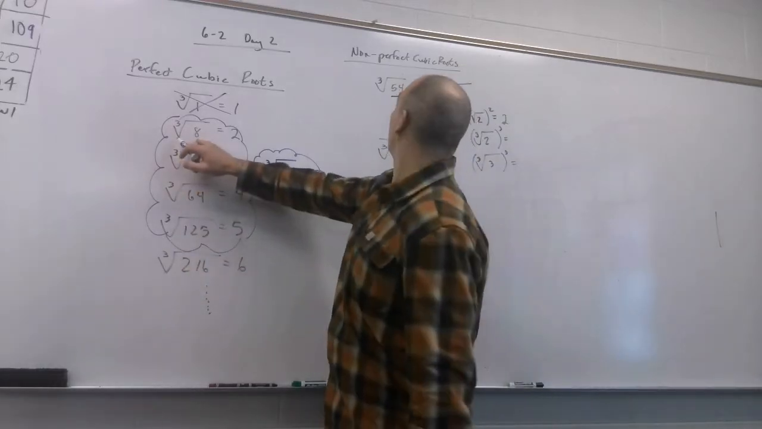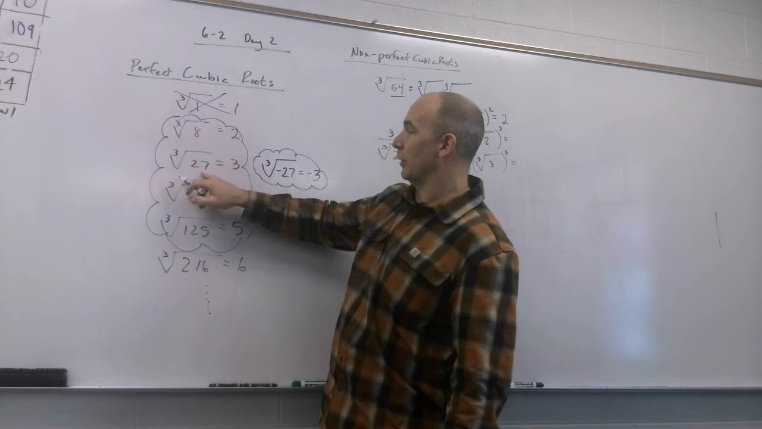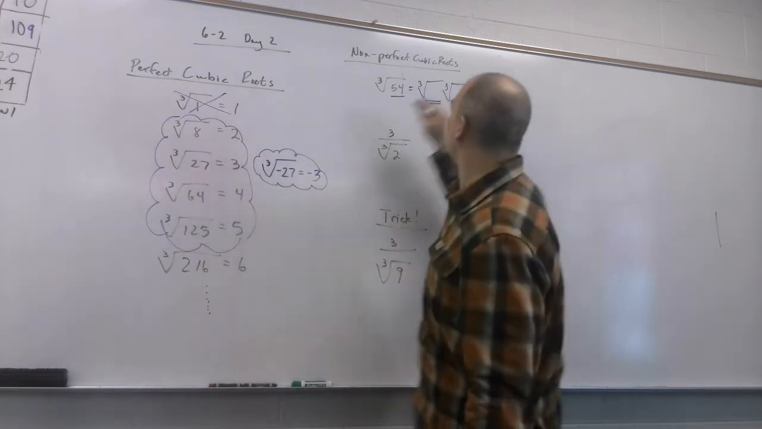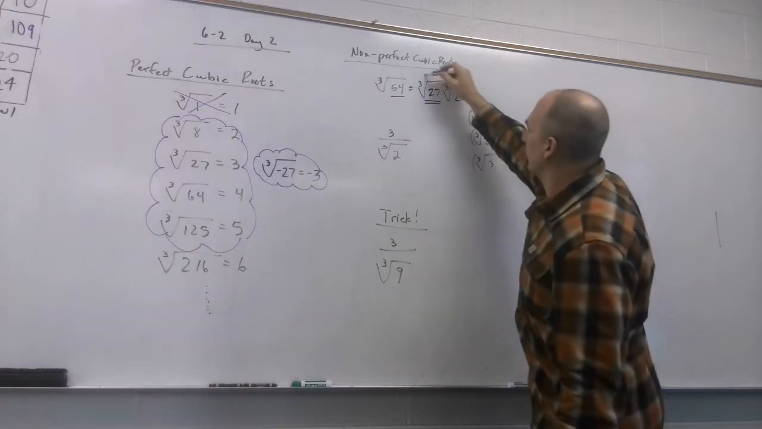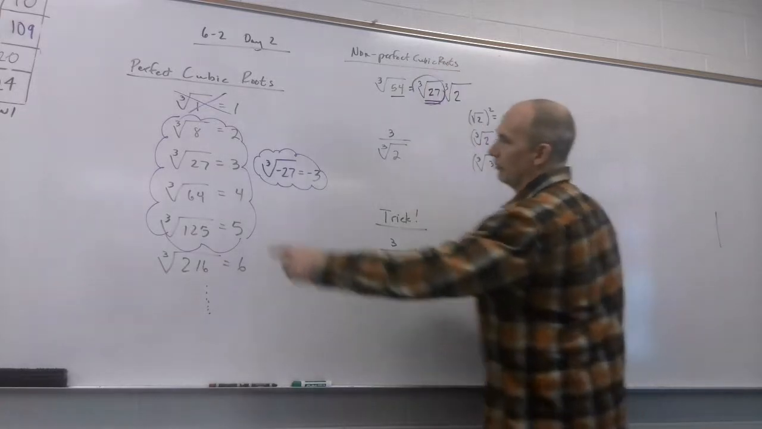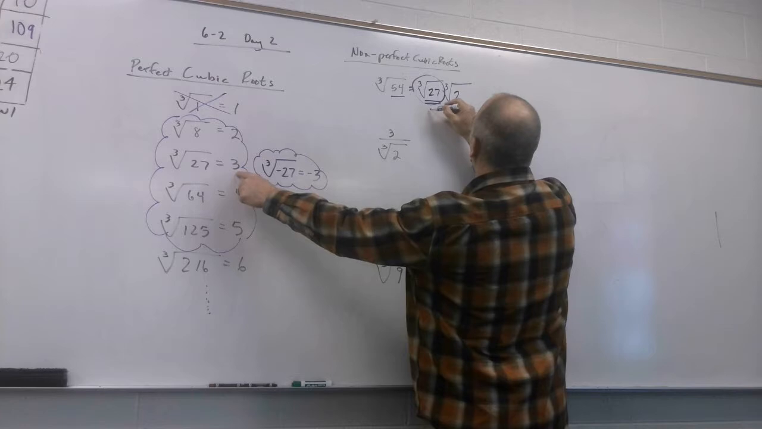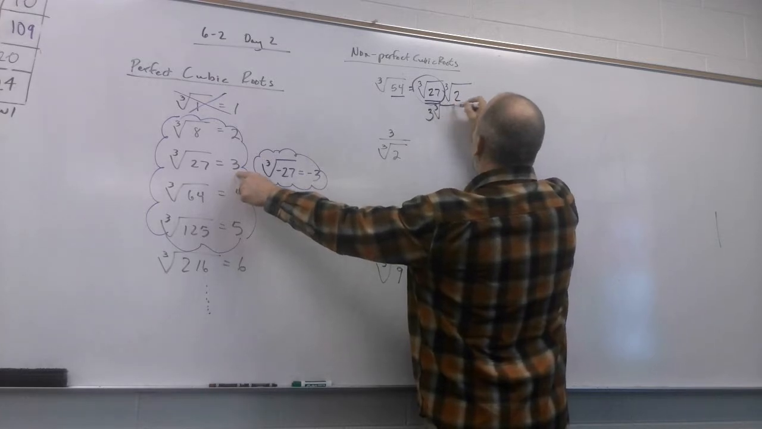Does 8 go into 54? No. Does 27? Yep. So there it is. 27. How many times? Twice. Now, what is the cubic root of 27? Well, as you can see, it's equal to 3, so it's going to turn into 3 cubic roots of 2.